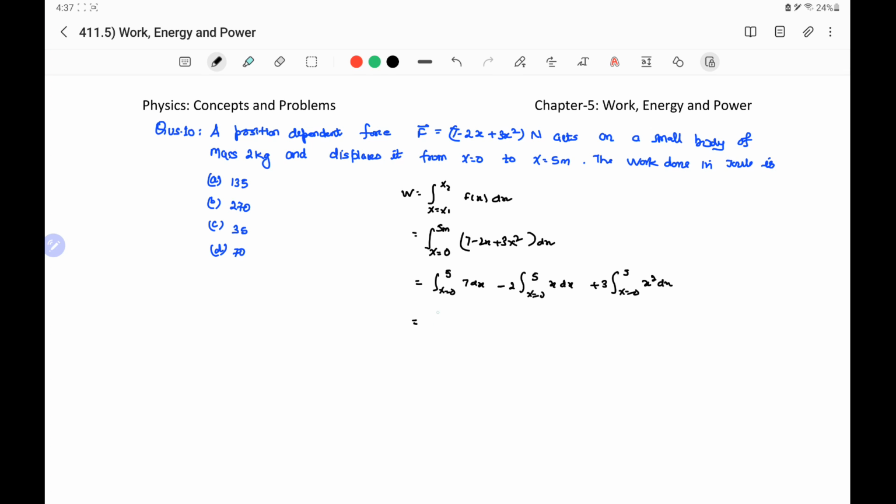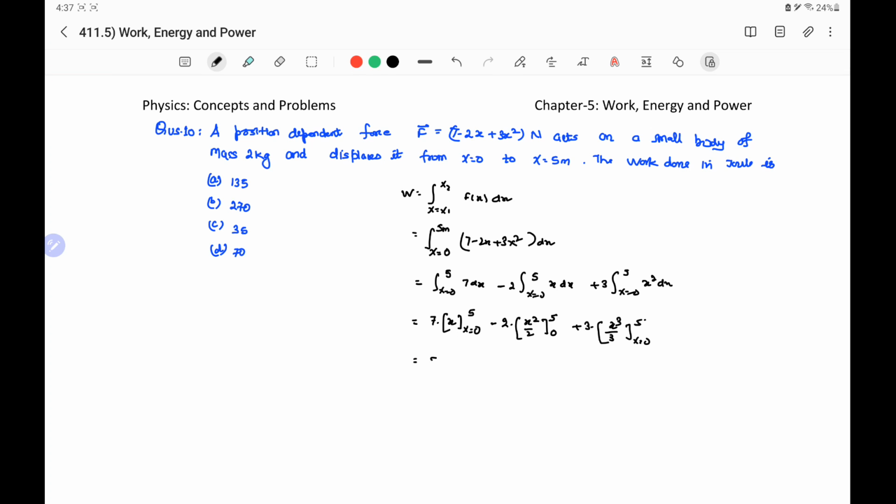It will be equal to 7, which is constant and is taken out, and integral of 1 will be x, and limits are substituted from lower limit 0 and upper limit 5. Similarly, minus 2, integral of x is x square by 2 and limits are 0 to 5, plus 3, and integral of x square is x cube by 3, limits are x equal to 0 to 5.